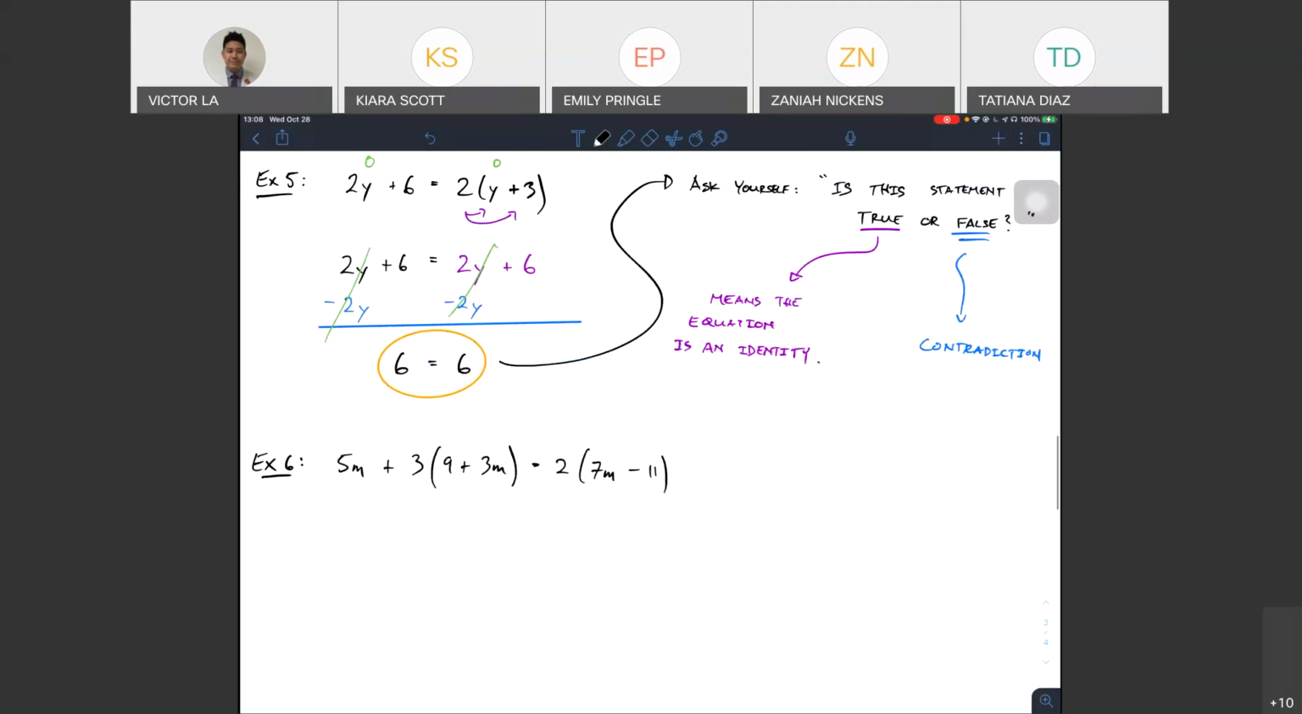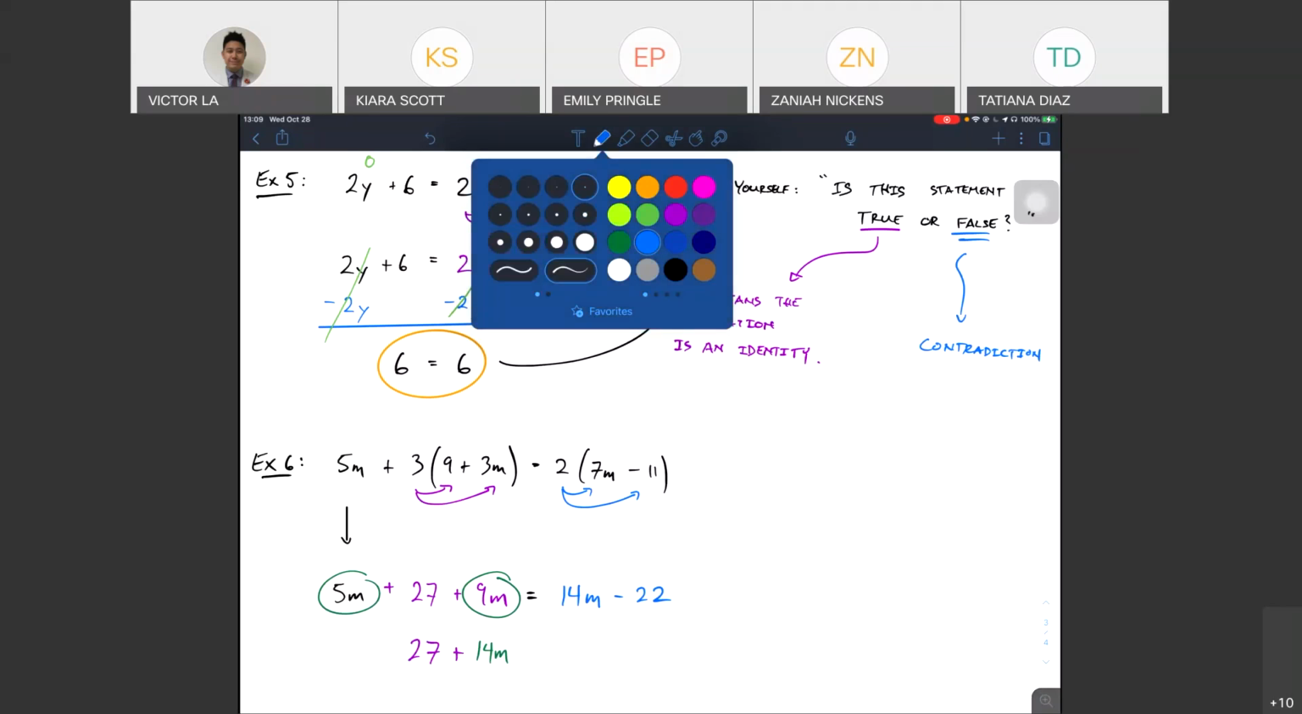So take a moment to write that down. All right, so let's do this problem. As you can see, there's multiple distributions here. You can see this one. You can also see this one. I'm going to do both at the same time, but I'll color code. So 5m in front plus 27 plus 9m. This is equal to 14m minus 22. And then you combine terms that you can on the same side. So that's this one and this one. So 9 plus 5 is 14m. Get 27, that was a plus sign.